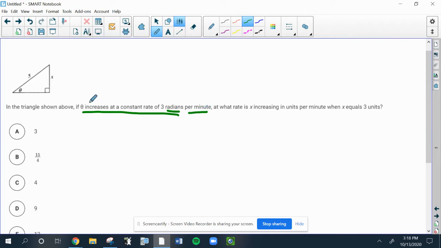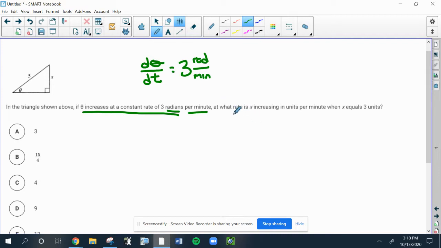So the variable for theta would be d theta dt. Just like if the width is changing, it would be dw dt, or the area is changing, it would be dA dt. Those are all variables. Theta is a variable for an angle. So if it's changing, it would be represented by d theta dt. And if you look at the units, it makes sense. Theta would be radians. That's how all of our angles are measured in calculus. And time would be in minutes.